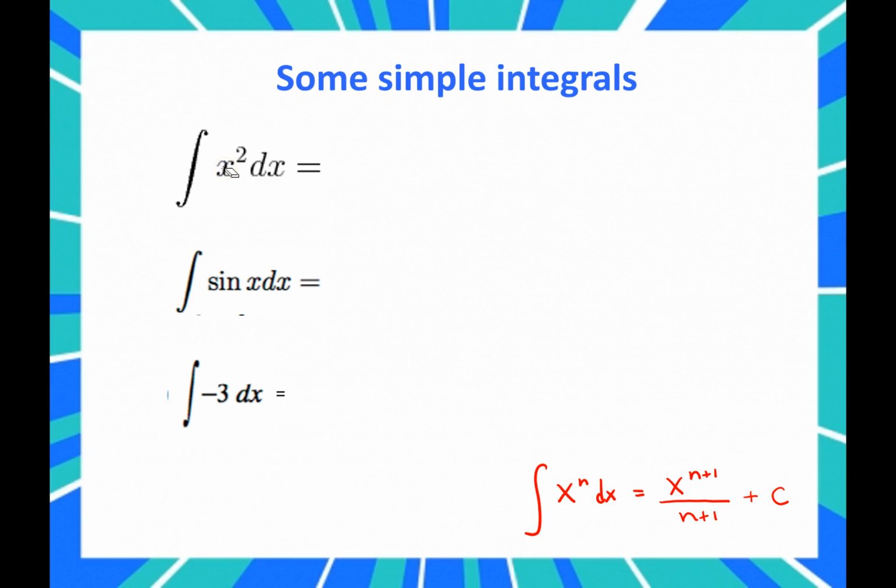So here my n is 2. To get this, I'm going to take my n, which is 2, and add 1 to it. So this is going to give me x cubed. And then I'm going to divide by that same exact number, which is going to be 3. So my answer is going to be a plus c here as well. So that's 1/3 x cubed plus c.